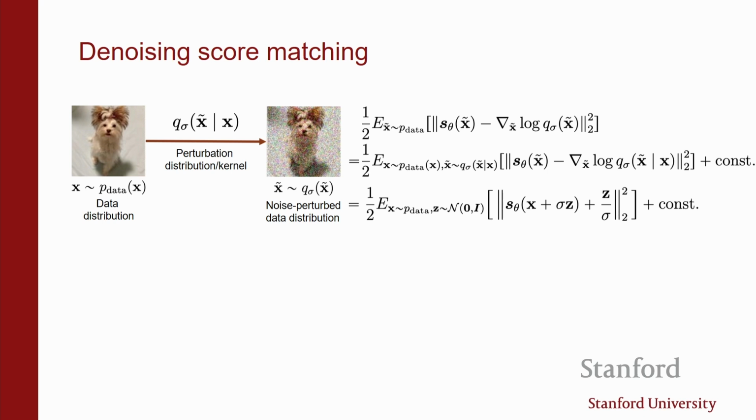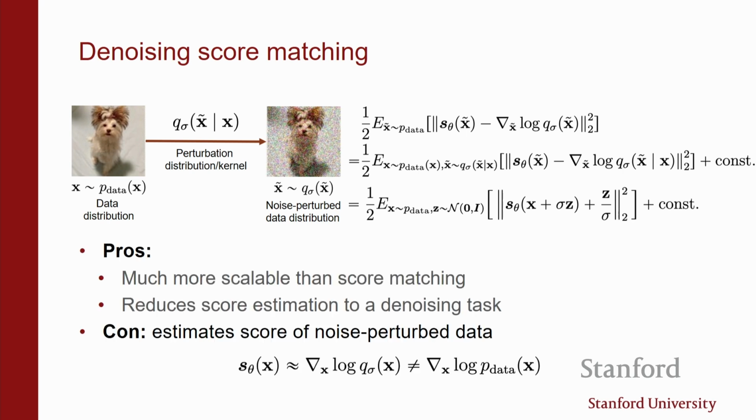The trade-off is that you're no longer estimating the score of the clean data distribution, but you're estimating the score of the noisy data distribution. And so, yeah, it's much more scalable. It reduces to denoising, but the trade-off is you're not estimating the score of the data distribution. You're estimating the score of the noise-perturbed data distribution.